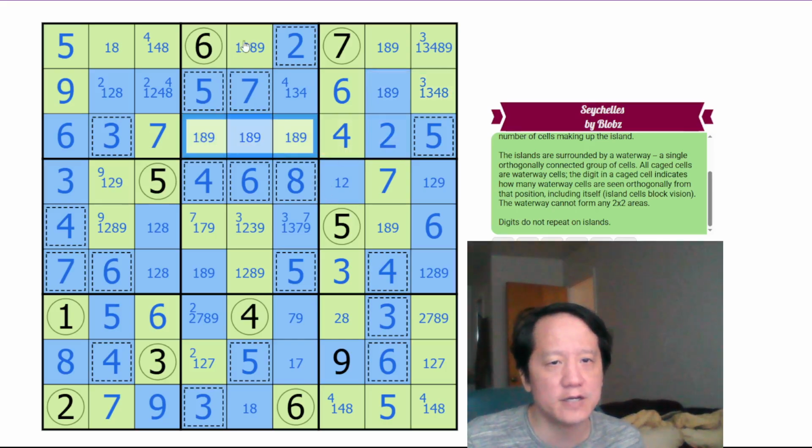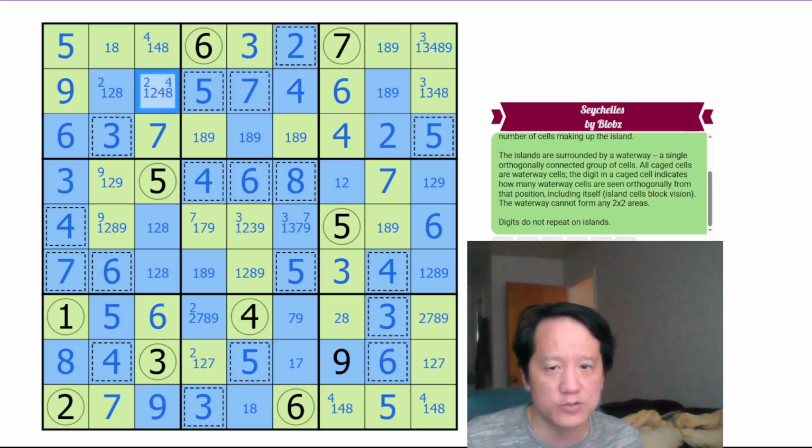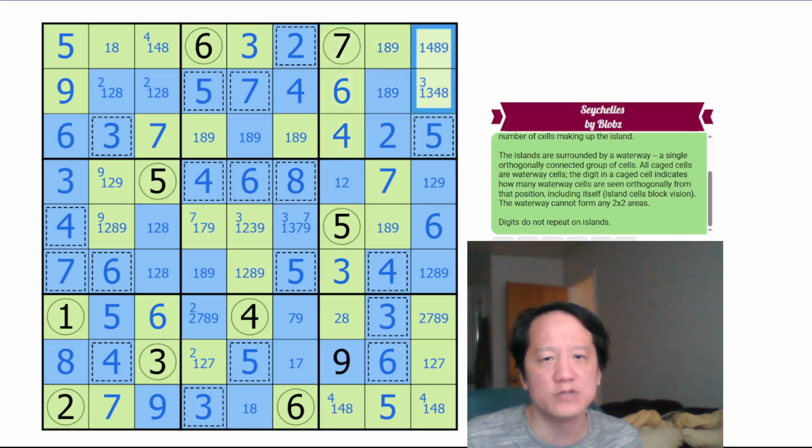1, 8, 9 eliminates 1, 8, 9 here. So this is 3. This can't be 1 or 3. So it's 4. Therefore, there's no 4 here. 3 eliminates 3 in the rest of the row. Where is 3 then? This 4 eliminates 4 in the rest of the box. Where is 3 in box 3? It must be here. So that's 3.